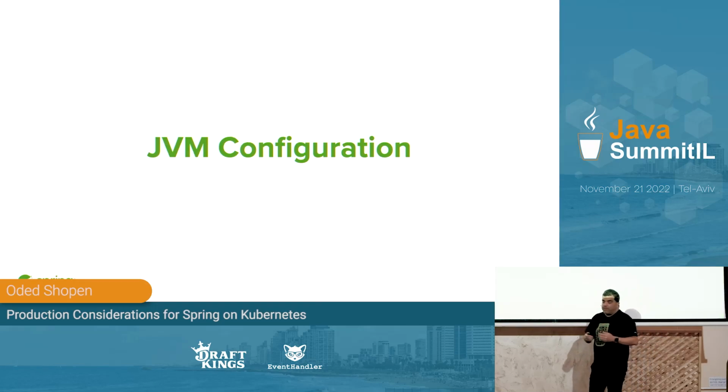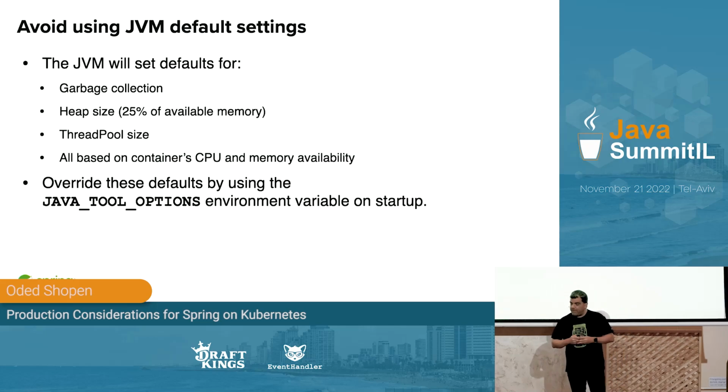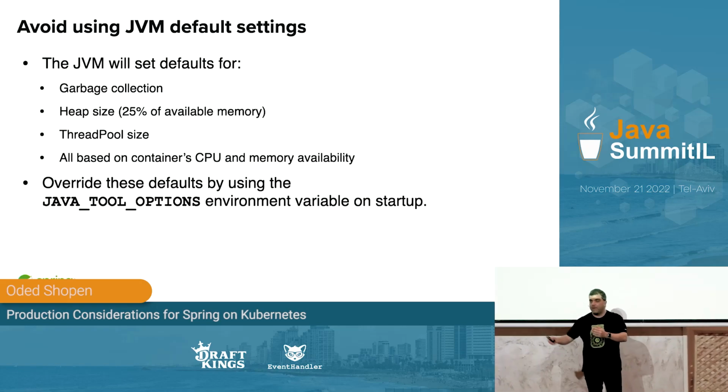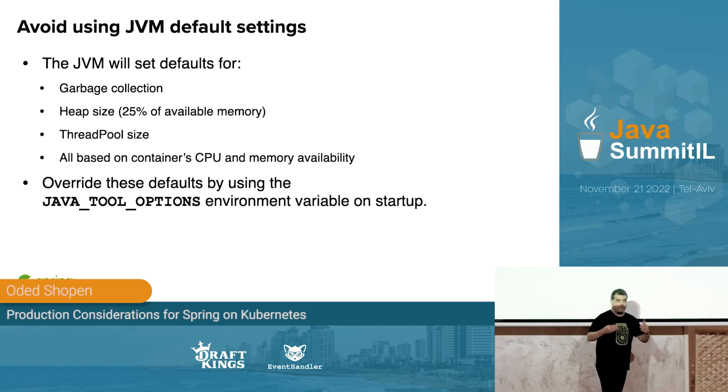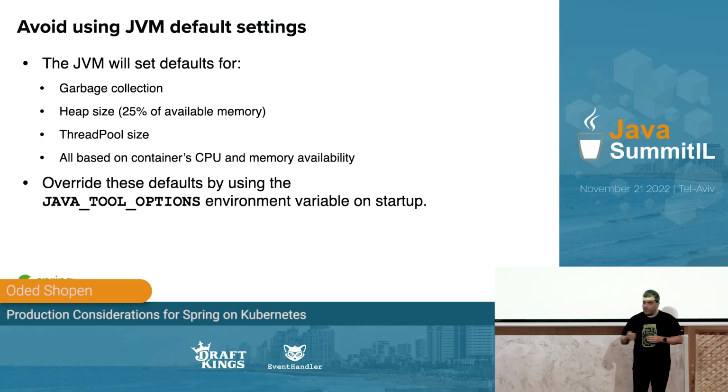Now let's talk about the JVM configuration. The JVM, as you know, has a lot of defaults for basically everything you do. If you don't give your own parameters, it will have defaults for the garbage collection, for the heap size, for the thread pools, basically everything you can imagine. I highly recommend not to give the JVM too much leeway here, not even if it's just a Spring application, if it's just a standard Java application, because this can create a lot of problems for you. I highly recommend changing these using the JAVA_TOOL_OPTIONS environment variable and making your own definitions.